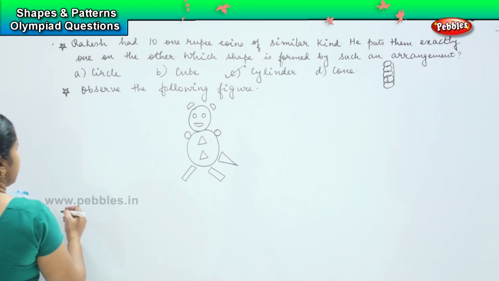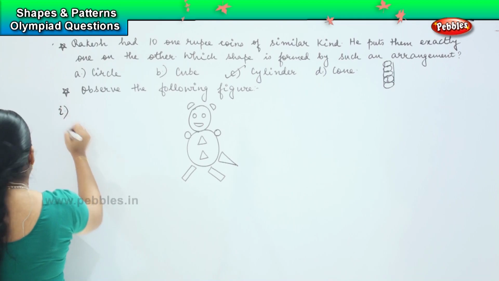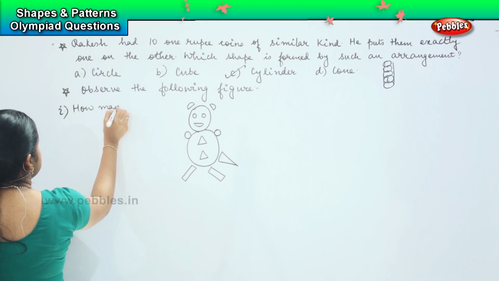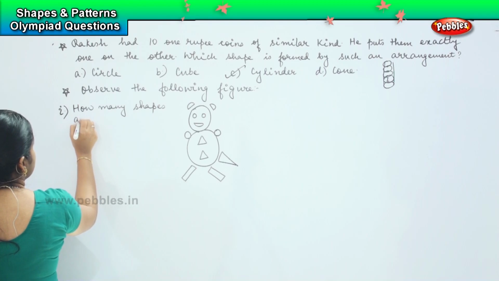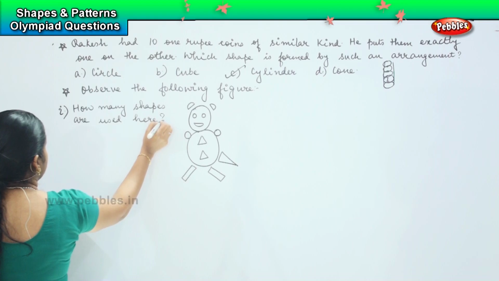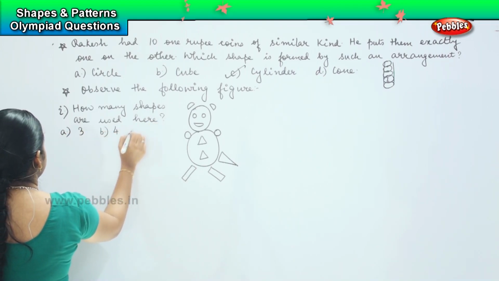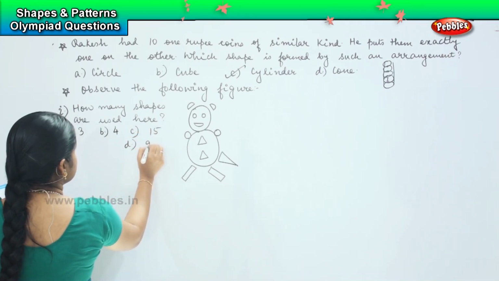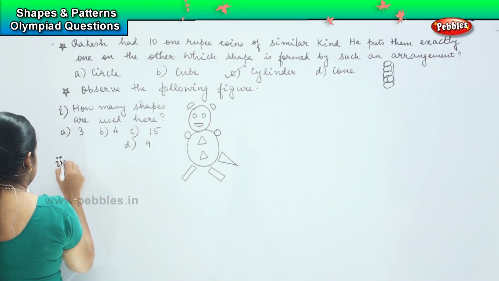Okay. So, now the question for you is, the first question, how many shapes are used here? Okay, and your options are A 3, B 4, C 15 and D 9.